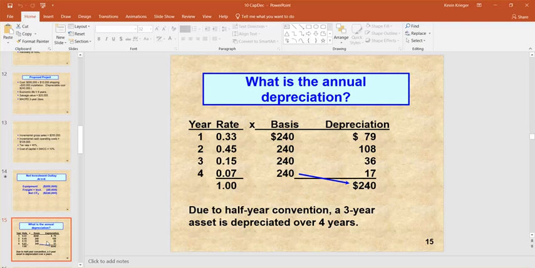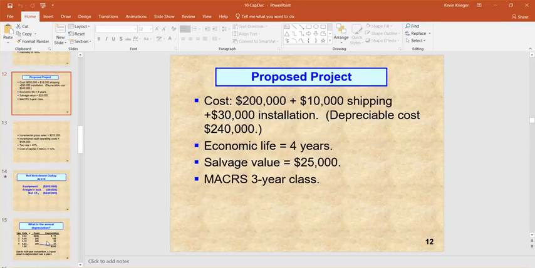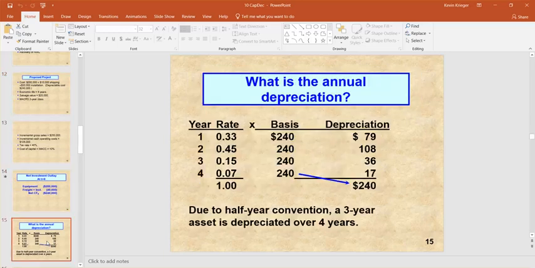More detail in the text, but it's very strange to people, and me too, that if you have a 3-year class asset, you think the depreciation must all get parsed out into 3 years, 1, 2, and 3. And it's like, nope, it's actually spread out over 4 different years, 1, 2, 3, and 4. And you see the rates there that add up to 100% are 33%, 45%, 15%, and 7%. Those are the rates that you apply to your depreciable basis.